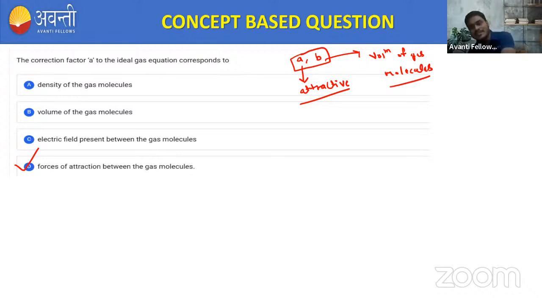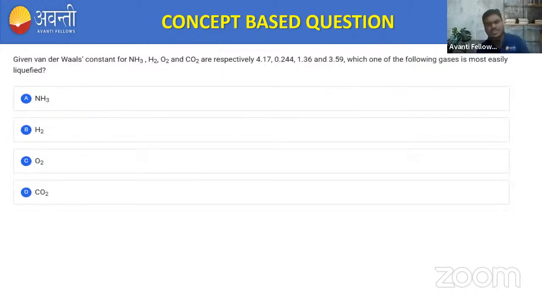हाँ, बिकॉज अट्रैक्टिव है. लिक्विफिकेशन का मतलब, गैसियस में पार्टिकल दूर दूर हैं, उनको पास लाना है, तभी तो लिक्विड में बदलेंगे. सो अगर a की वैल्यू ज्यादा होती है, मतलब अट्रैक्टिव फोर्सेस ज्यादा होता है, तो लिक्विफिकेशन इजी होगा. नाउ ऑन द बेसिस ऑफ दिस डेटा, जस्ट गिव मी द करेक्ट आंसर. The van der Waals constant for ammonia, H2O2 and CO2 respectively, which one of the following gas is most easily liquefied?